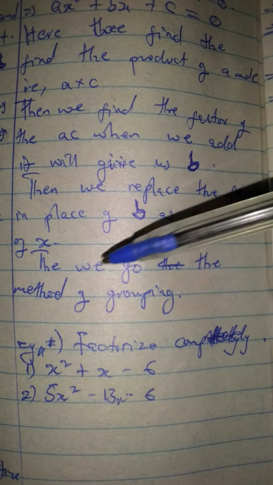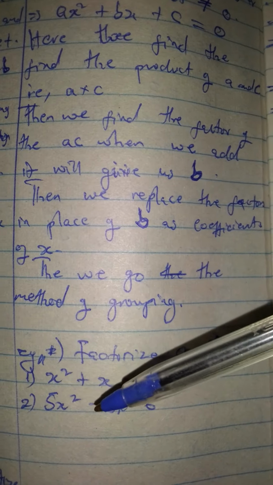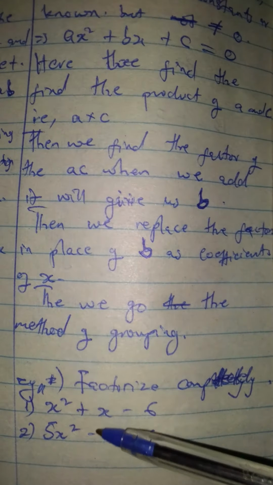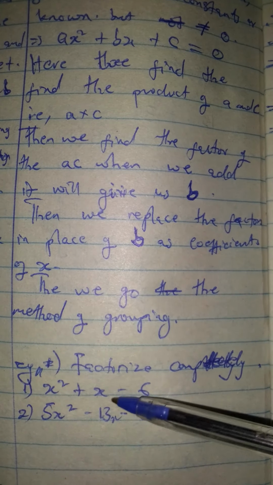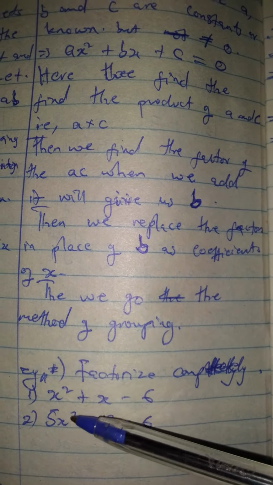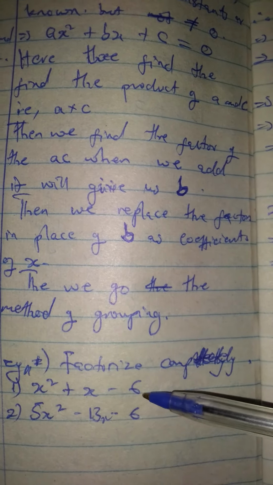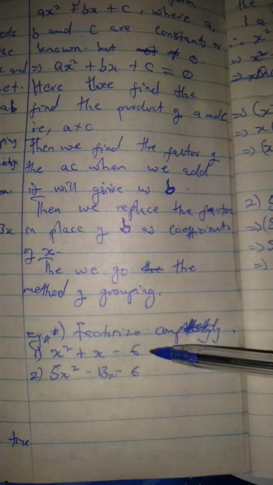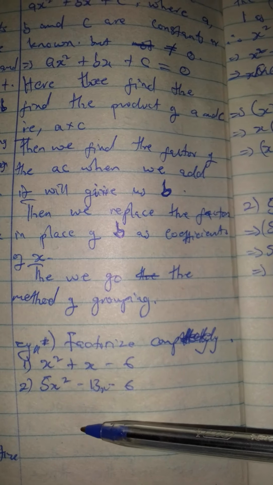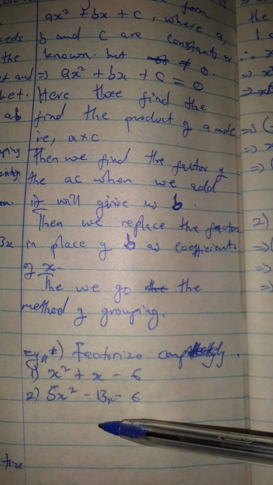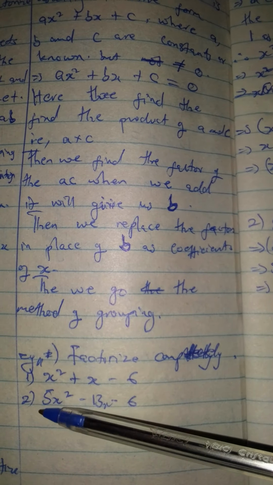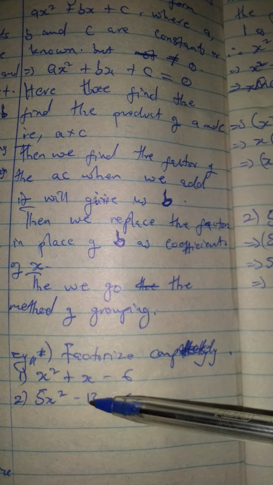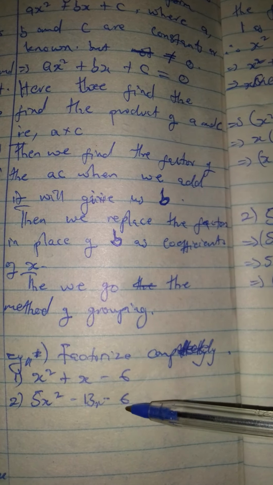It says factorize completely. The first is x squared plus x minus 6, right? Which means the coefficient here is 1, the coefficient here is also 1, and 6 is the constant. And question 2 is 5x squared minus 13x minus 6. You see a is 5, b is 13, and c is 6. So let's quickly look through the solutions.